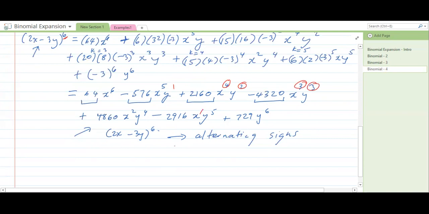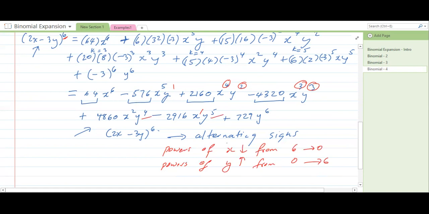Now the important thing to note is that powers of x decrease from 6 down to 0 in the terms, and powers of y increase from 0 to 6. As we can see here, y to the power 0, y to the power 1, 2, 3, 4, 5, 6. I hope you understand this problem. If you do not understand this, try to pause the video and see how I've done this.